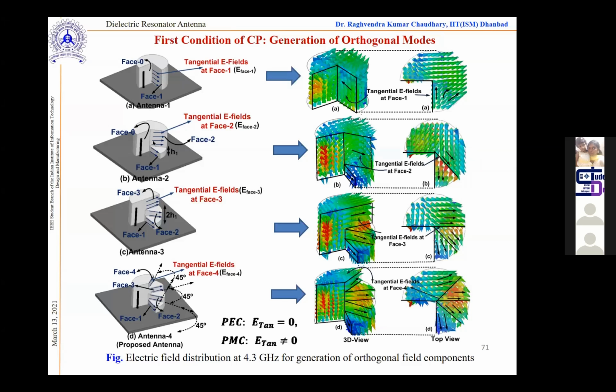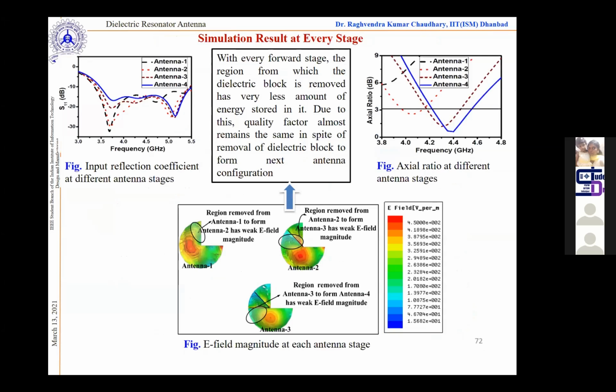Now what we did, we just took out some part, and this is the 45 degree. Then again we removed some part, making the 45 degree, and now face 1 and face 3 are 90 degrees apart. Here we have observed that the tangential electric field also interacts over this change. So on the basis of that we can say that these tangential E fields are orthogonal on face 1 and face 3, and face 2 and face 4. This is the basis of having the 90 degree.